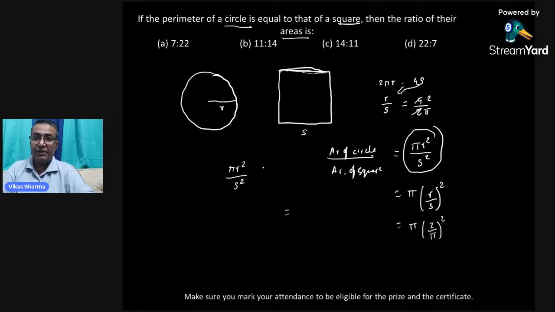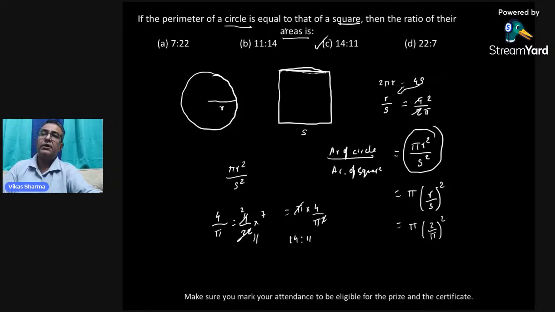So that will give me pi into 4 upon pi square, right? Pi and the square can get cancelled, so it is 4 upon pi, which will be equal to 4 upon 22 multiplied by 7. 4 can get cancelled by 2, so this is 2, this is 11. So 14 is to 11 should be the correct answer. That's option number C. So Bhishmesh, sorry, you don't get the points for that. It is option number C, which is 14 is to 11. Right? That is the ratio of the areas of the circle to the square.